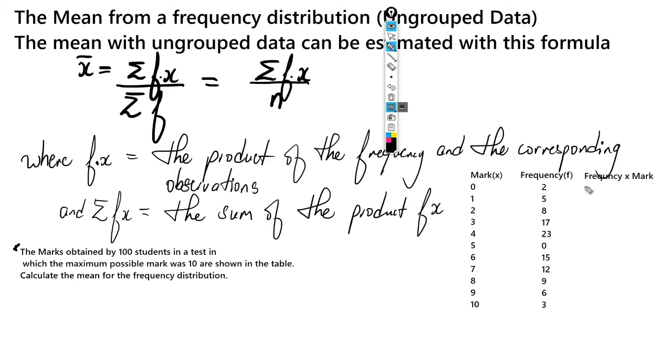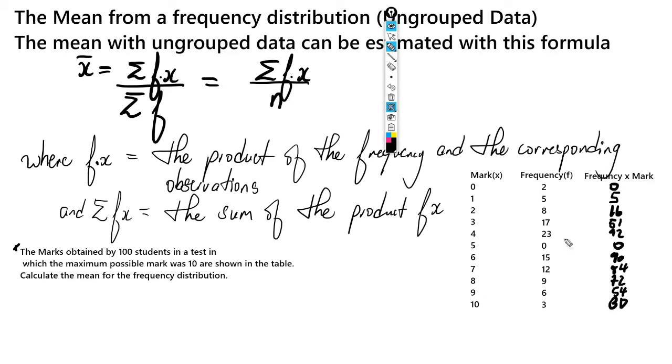We're going to multiply the 2 times the 0, which will give us 0. 1 times 5 will give us 5. 2 times 8 will give us 16. 3 times 17 will give us 51. 4 times 23 will give us 92. 5 times 0 would give us 0. 6 times 15 would give us 90. 7 times 12 would give us 84. 8 times 9 would give us 72. 9 times 6 would give us 54. And 10 times 3 would give us 30.